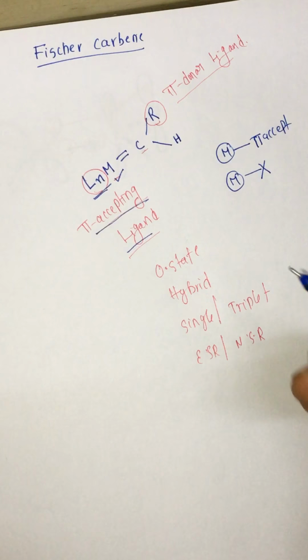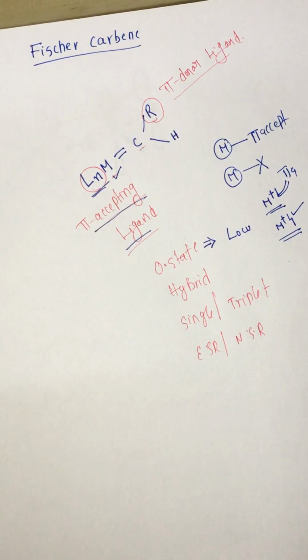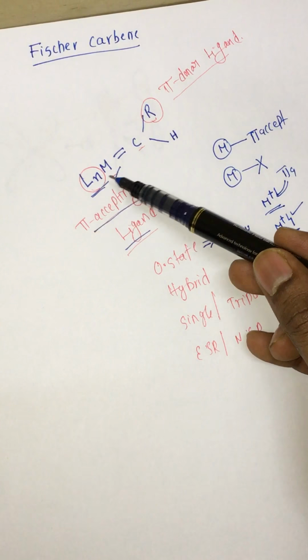Okay, you are understanding, right? If we have M plus 1 and M plus 4, this one is electron rich and this one is electron deficient. So M plus 1 has more chance to bind to the pi accepting ligand compared to M plus 4. Similarly, since here the metal is attached to the pi accepting ligand, the oxidation state of this metal should be low. In Fischer carbene, the oxidation state of the metal will be low. And before going to the hybridization, we just see whether it is singlet state or triplet state.